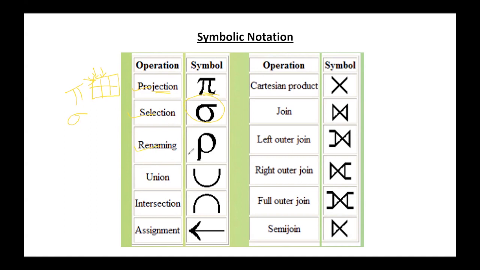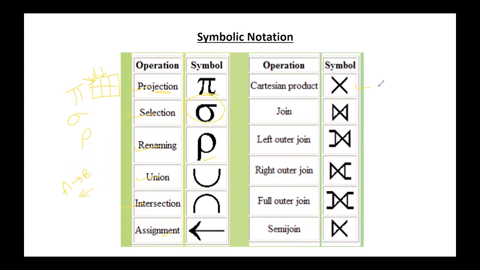Then we have this renaming symbol, rho. We use this symbol rho if I want to rename a particular table or rename a particular attribute. Then union, of course, and intersection, which we already know. How do we represent union and intersection? Next, I have assignment. If I want to do assignment, I will use this arrow mark. It can be in either way.